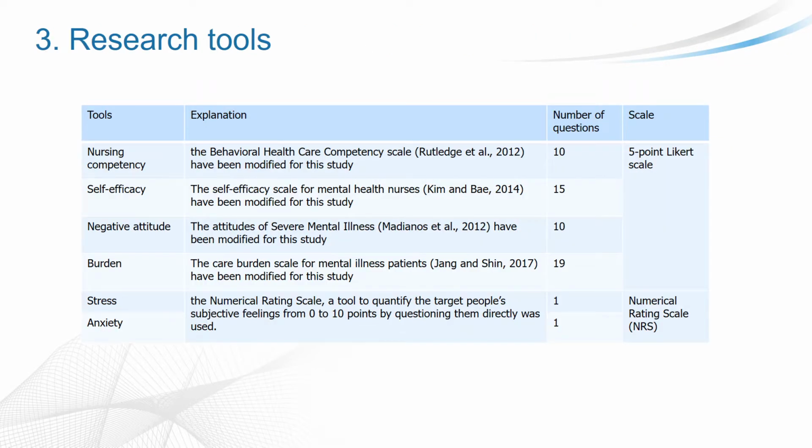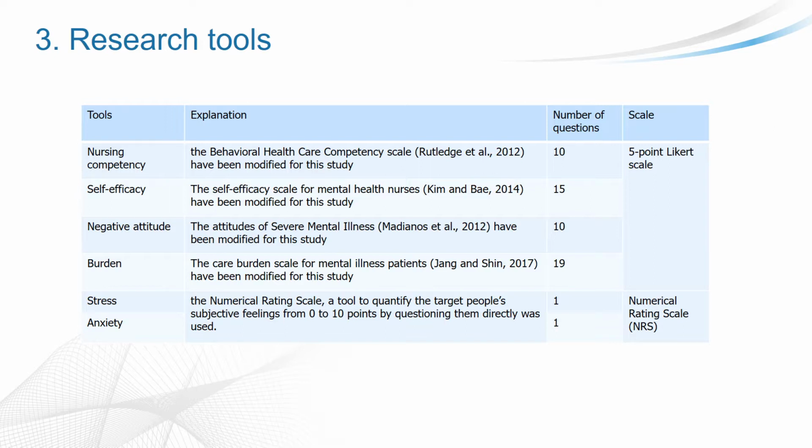The following are the research tools. A total of 6 tools were used. The 4 tools above have been modified to be suitable for this study and have been validated by 5 experts with more than 3 years' experience in alcoholic patient care. Thus, there was no prior psychometric information as to the 4 tools.